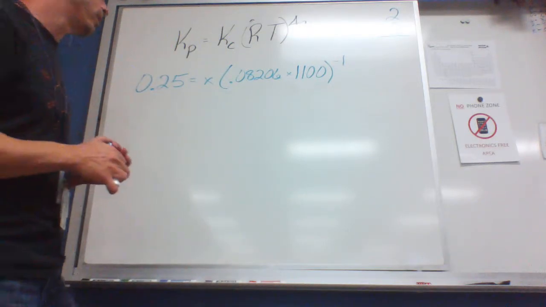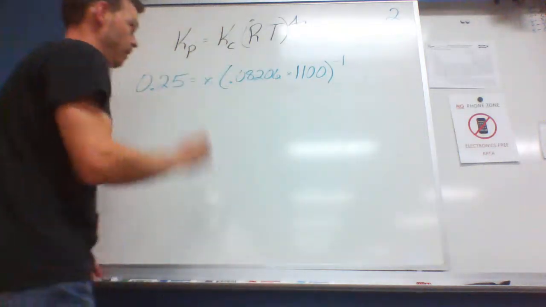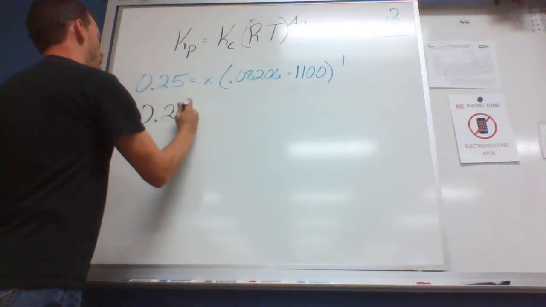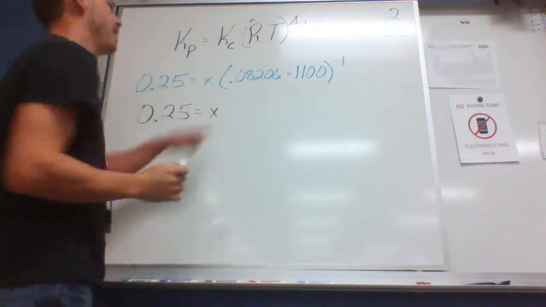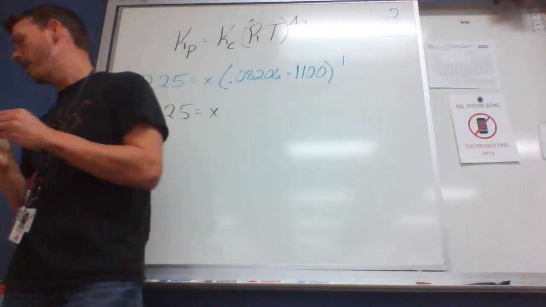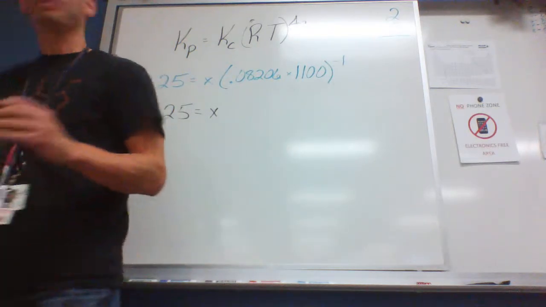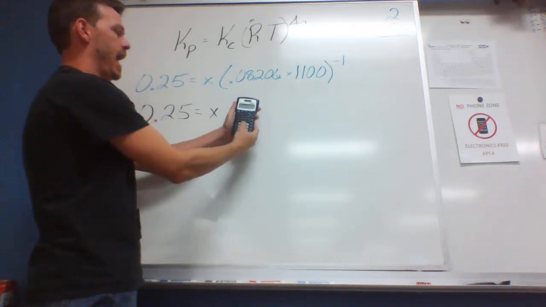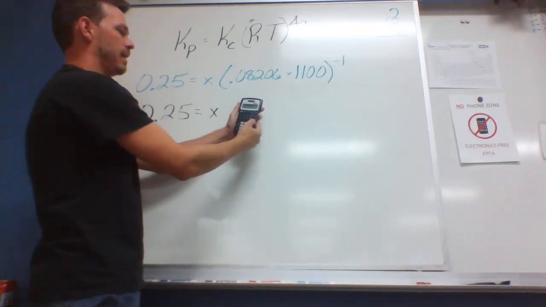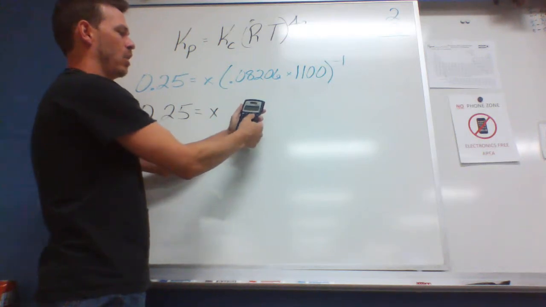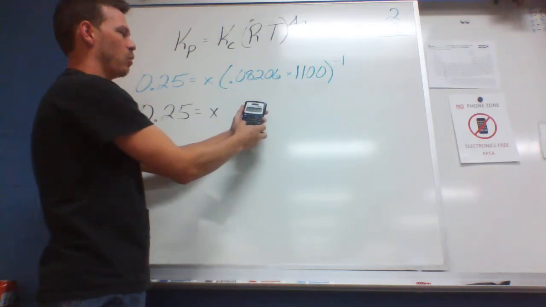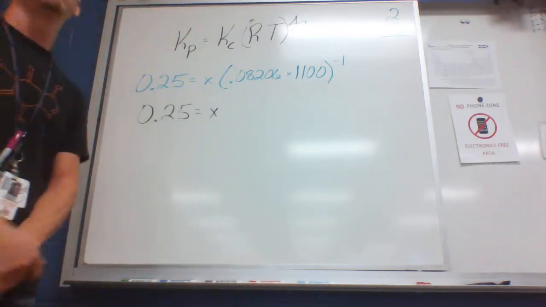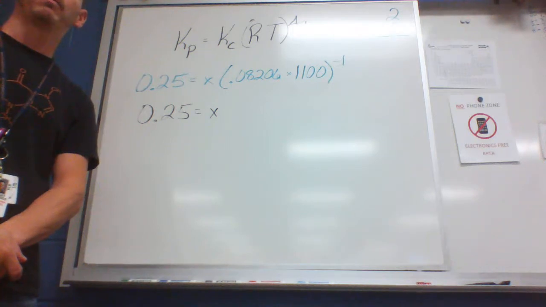I will solve with you on this one, since we're having a little bit of issues. So if I'm going to simplify slowly, I would go 0.25, and then you can type this into your calculator exactly the way it looks. In parentheses, I'll put 0.08206 times 1100, close parentheses, raised to the power of -1, and it will give you a simplified value.